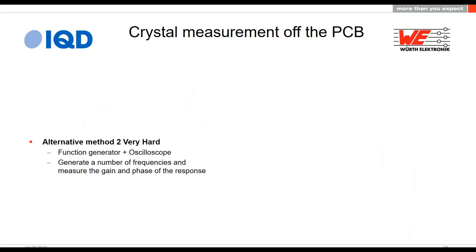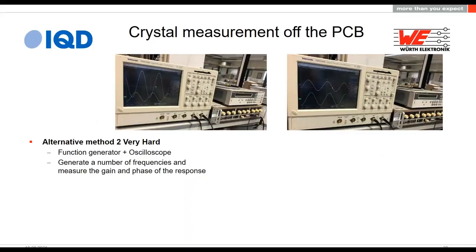The second method that I came up with, which is even harder, but if you didn't have a network analyzer, because they are expensive toys, you could use a function generator, take the output from the function generator, push it across the crystal, and then take the other side from that and feed it back up to an oscilloscope, and then you could compare the two waveforms. So one from the function generator, one from when it's been across the crystal, and as you change the frequency on the function generator, you will be able to see, as I've tried to show in these two pictures, that the gain will change as you approach the resonant frequency of the crystal, and you'll also see the phase change.